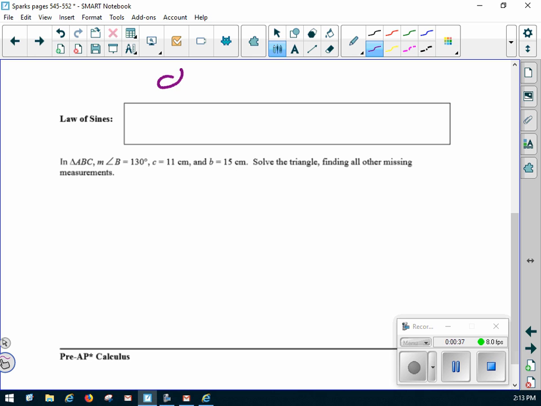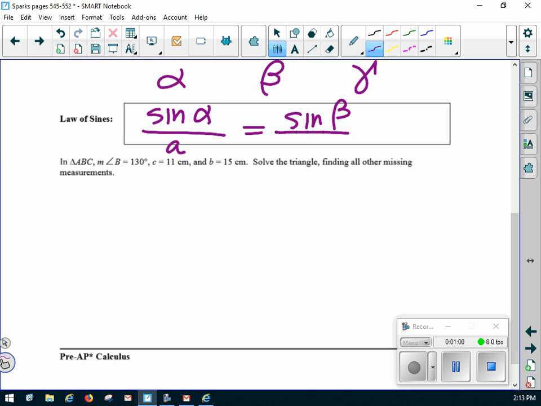We're going to use alpha for angle A, beta for angle B, and gamma for angle C. You can just practice. So the way I'm going to write the law of sines is the sine of alpha over A equals the sine of beta over B equals the sine of gamma over C. Remember, angles on top, sides on bottom.